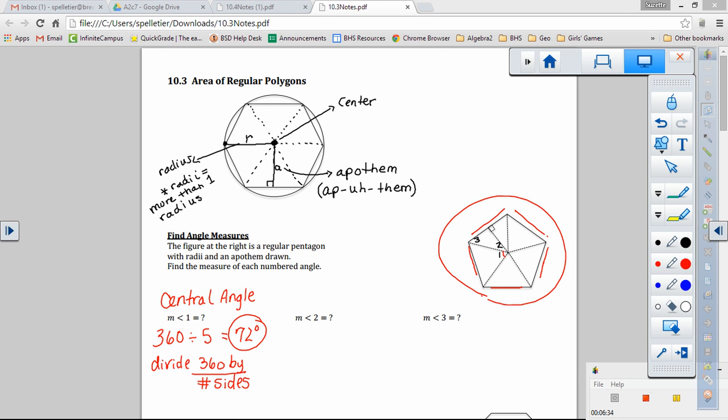That's how you get the central angle. Divide 360 by the number of sides. Okay? So that's angle number 1. Anytime you need a central angle, divide by the number of sides. All right, let's talk about number 2.